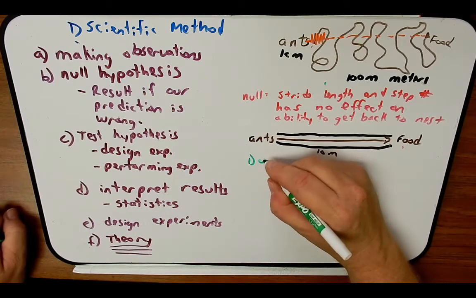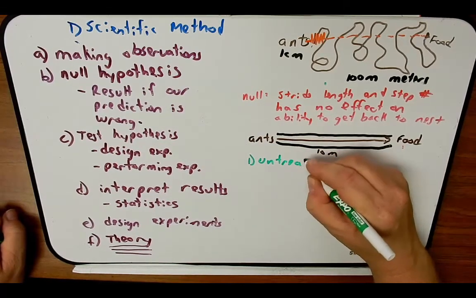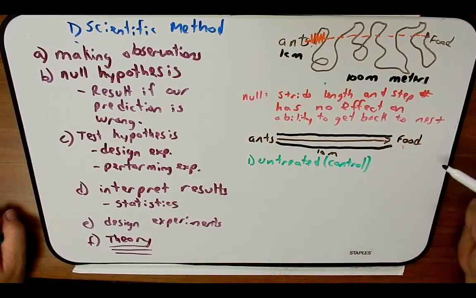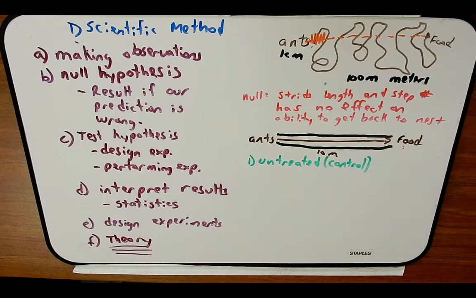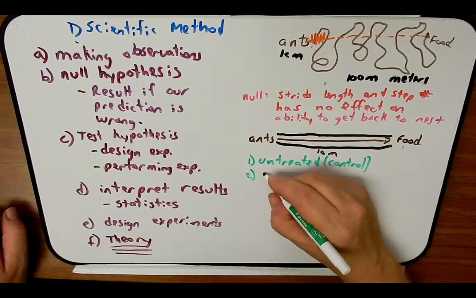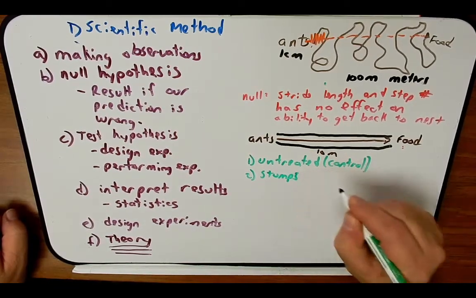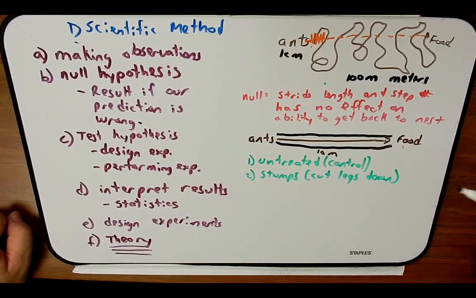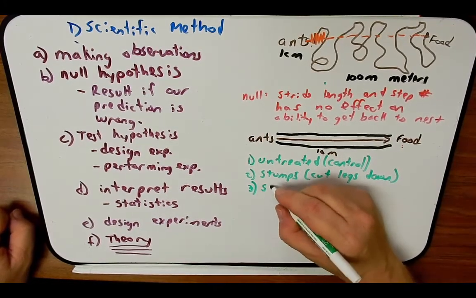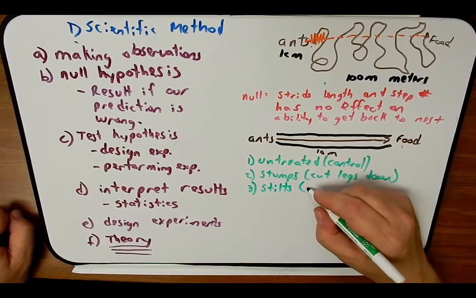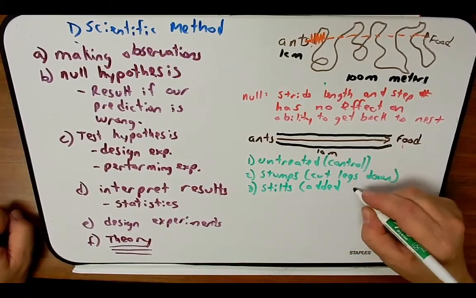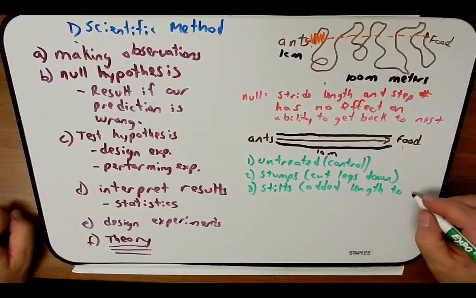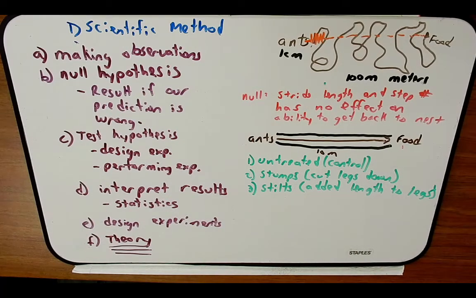They would either do nothing to them, and we'll call this untreated. It's also our control, and allowed them to walk back. They then took some of the ants, and we'll call these stumps, because what they did with these ants is they cut their legs down, made their legs shorter, and allowed them to walk back. The third group we'll call stilts, because what they did here was they added length to their legs, and they allowed them to walk back.